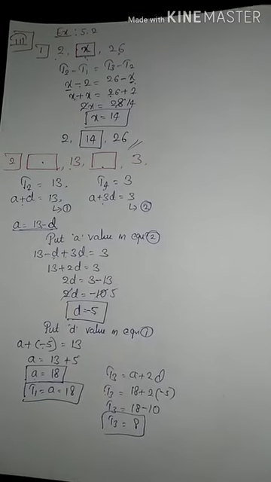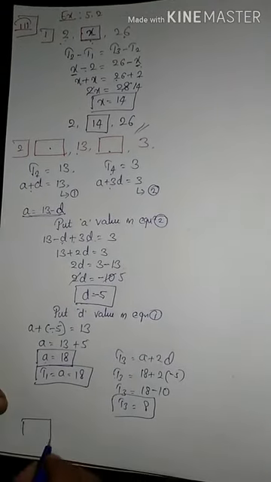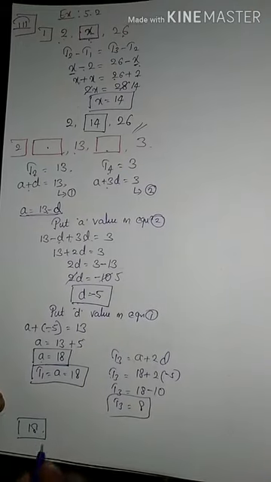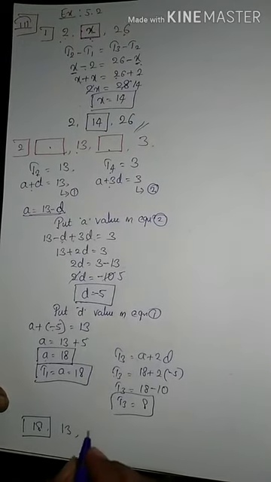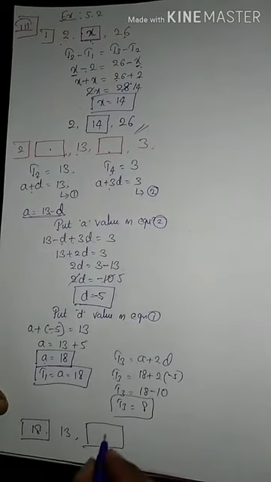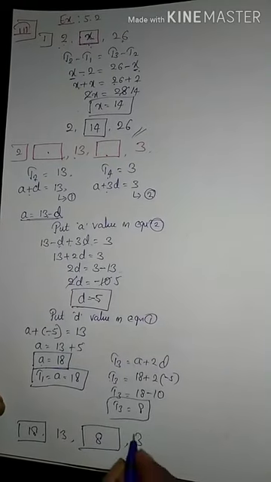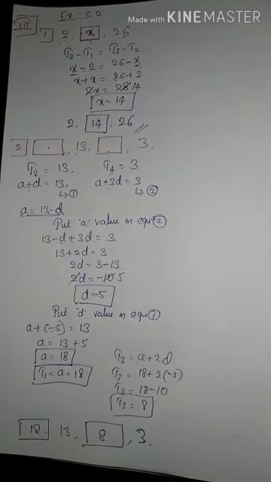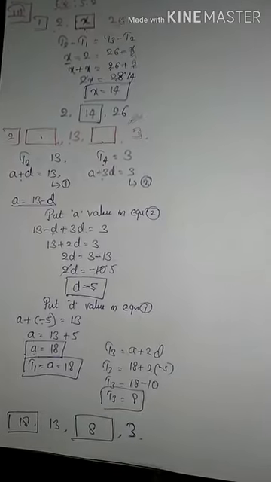Therefore the missing terms are, the first one 18. The second term they have given is 13, the third missing term is 8, and next is 3. This is your answer. Then next, third example.